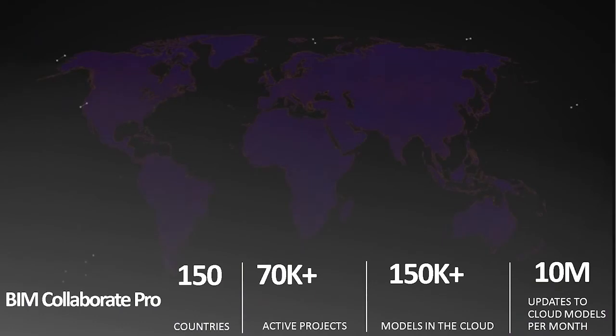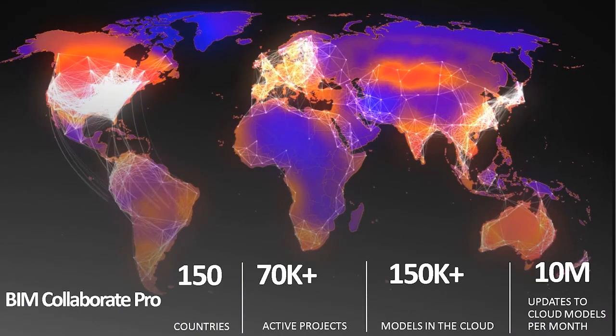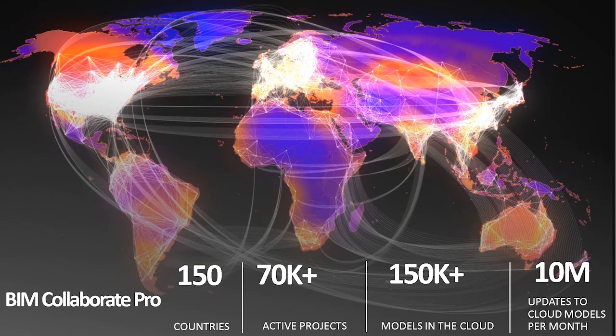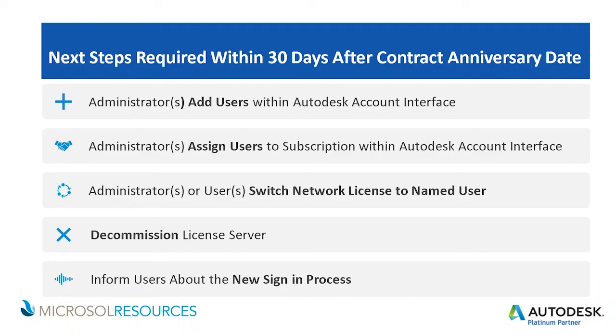Now, this is a visualization of all of the different synchronizations and usage of BIM 360 Design, as well as BIM Collaborate Pro. You've got people working on models in 150 different countries, 70,000 plus active projects, 150 plus models in the cloud, and an average of 10 million updates to these cloud models per month. So it's a massive infrastructure to allow this sort of collaboration from really anywhere in the world. So any firm that had BIM 360 Design going into this pandemic really didn't skip a beat, because they were already set up to work remotely or work without their office's file storage infrastructure. So it's a very helpful tool here.